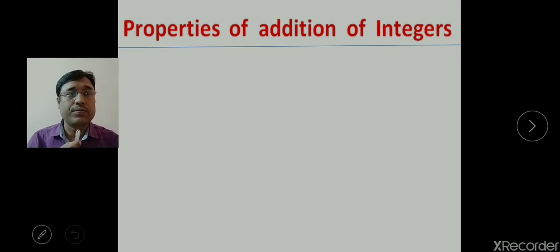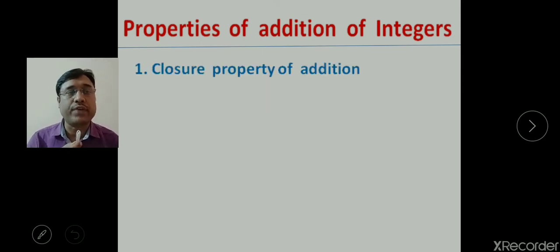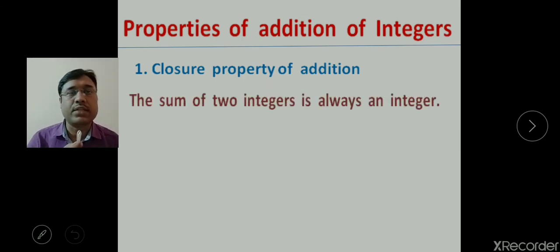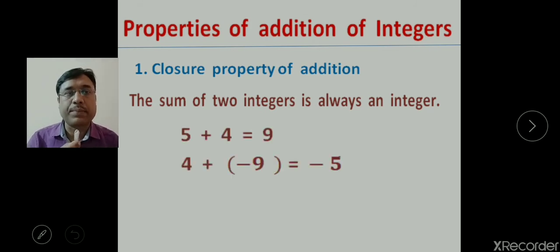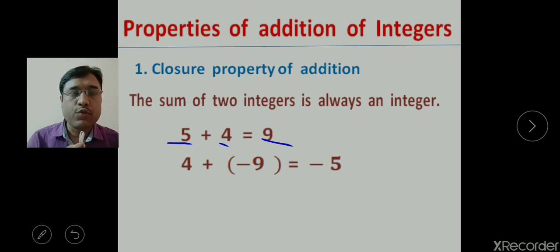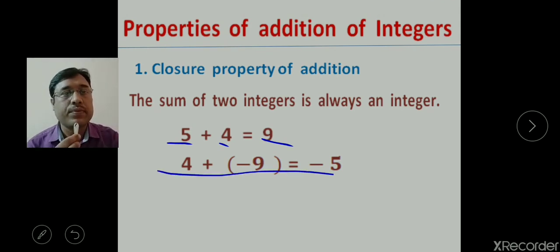So what points are here? Closure property of addition first of all. What we can understand from this term is that the sum of two integers is always an integer. Listen to that: the sum of two integers is always an integer. For example, 5 plus 4. Here 5 and 4 both are integers, so their sum 9 is also an integer. Similarly, 4 plus minus 9 equals minus 5. So this sum is also an integer.